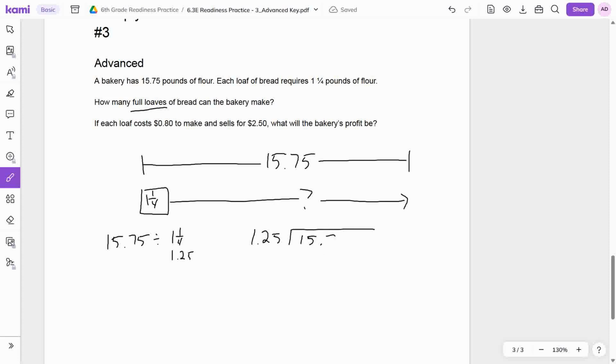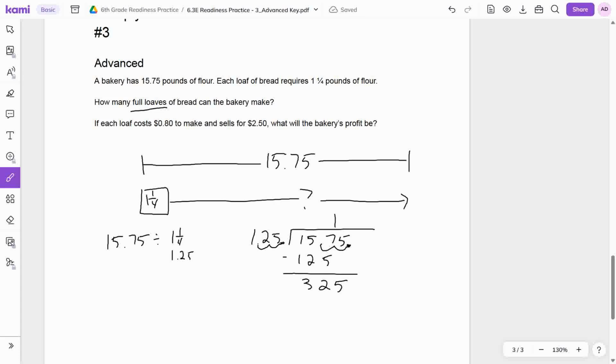So we have 2 digits behind the decimal in our divisor, 1.25. So I want to multiply both of these by 100 to get that decimal out of there. So I'm just going to treat it like 125 into 1575. So that's going to give me the exact same answer. 125 goes into 157 once. Okay, so that's going to get me 3, 2, 5.